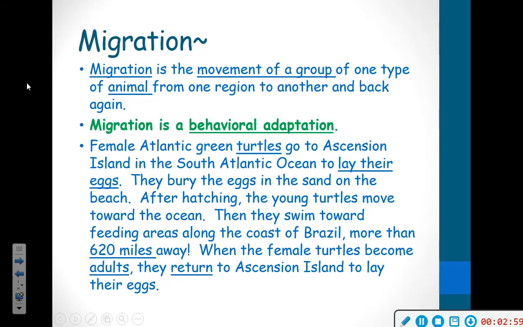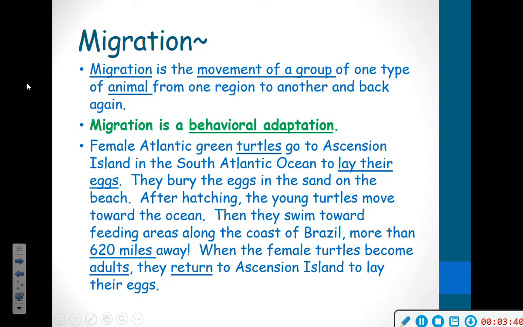Female Atlantic green turtles go to Ascension Island in the South Atlantic Ocean to lay their eggs. They bury the eggs in the sand on the beach. After hatching, the young turtles move toward the ocean. Then they swim toward feeding areas along the coast of Brazil, more than 620 miles away. When the female turtles become adults, they return to Ascension Island to lay their eggs. So I'm going to repeat that again. Make sure that you are filling in the blank spaces. Female Atlantic green turtles go to Ascension Island in the South Atlantic Ocean to lay their eggs.